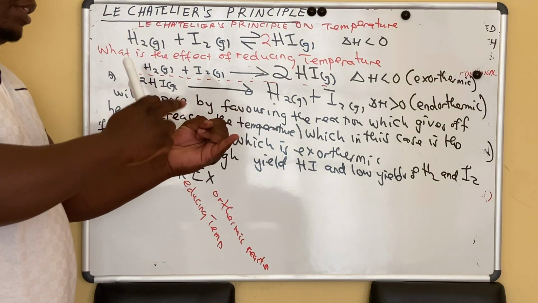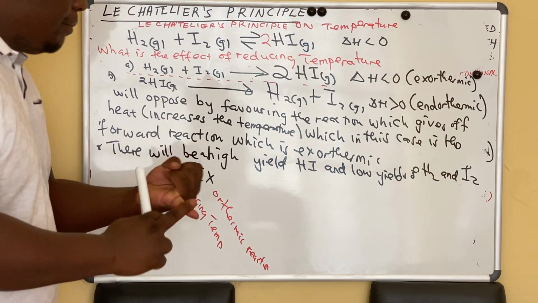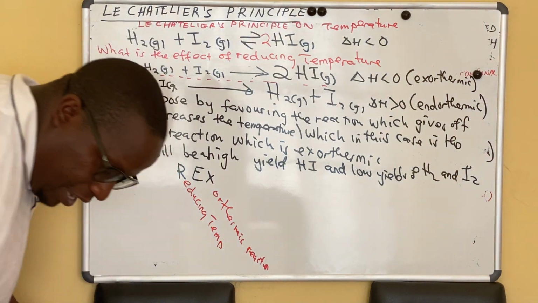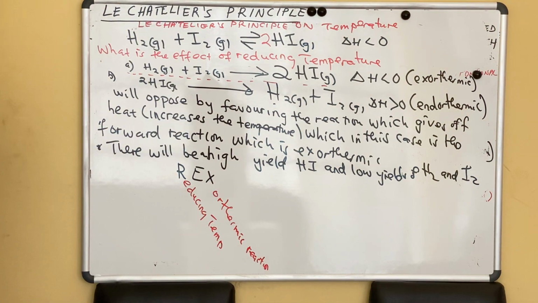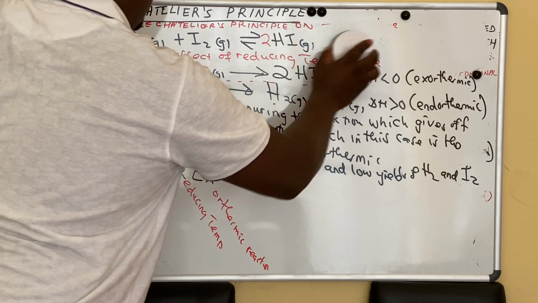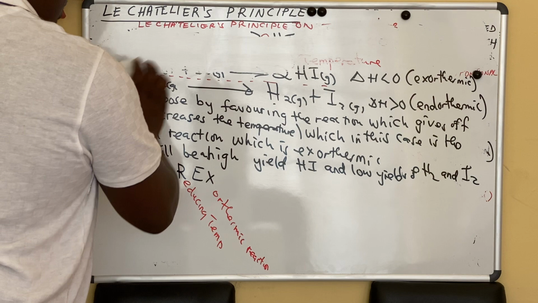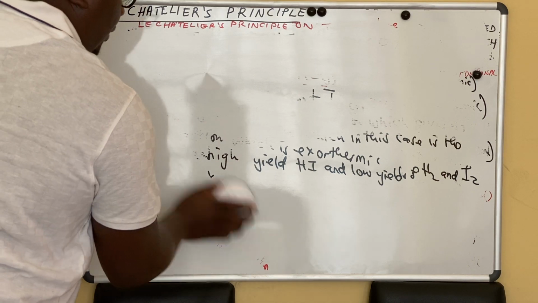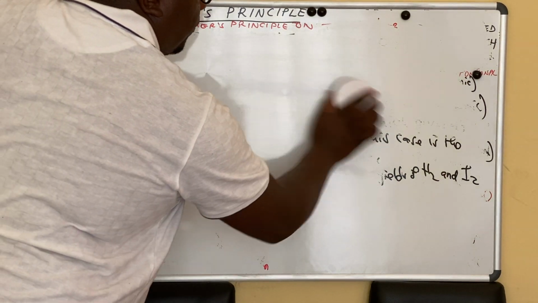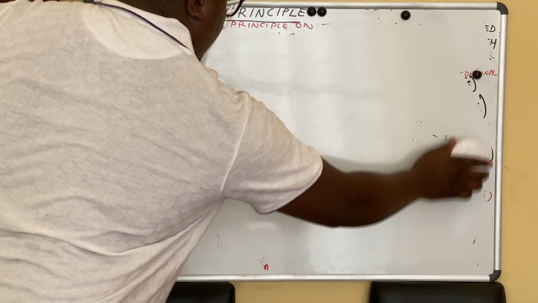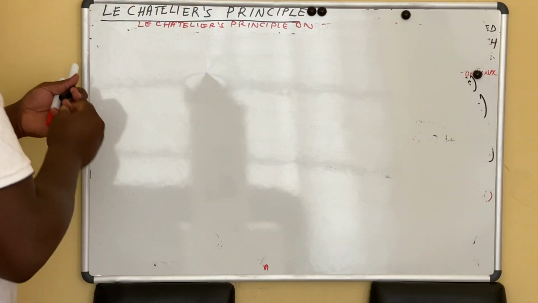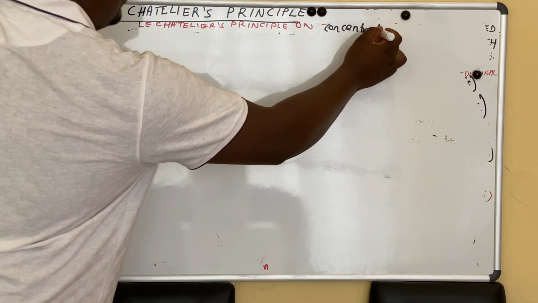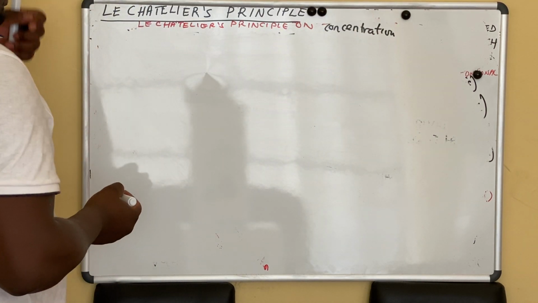So we've looked at the effect of Le Chatelier's principle on pressure. We've looked now at the effect of Le Chatelier's principle on temperature, which means we have now to look at the effect of Le Chatelier's principle on concentration. I'm going to make another video a bit later where I focus only on the graphs. So Le Chatelier now on concentration. So let's look at an equation.